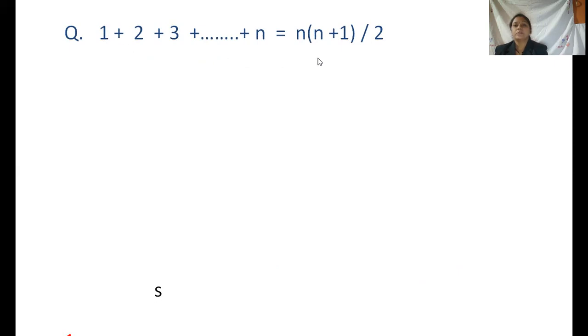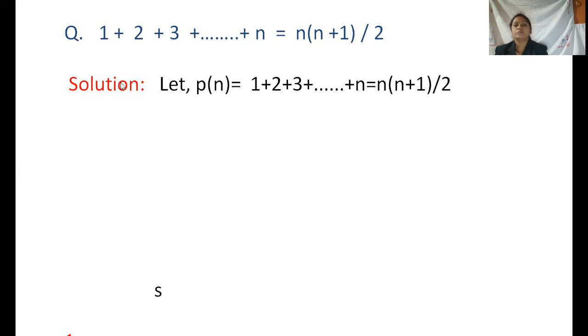sum of the natural numbers 1 plus 2 plus 3 plus and so on up to n is equal to n into n plus 1 upon 2. First we have to denote Pn is equal to 1 plus 2 plus 3 plus and so on up to n is equal to n(n plus 1) upon 2.